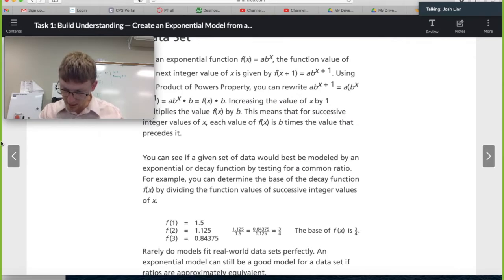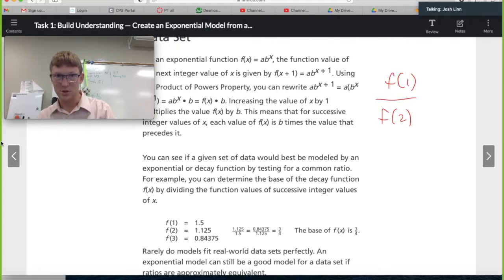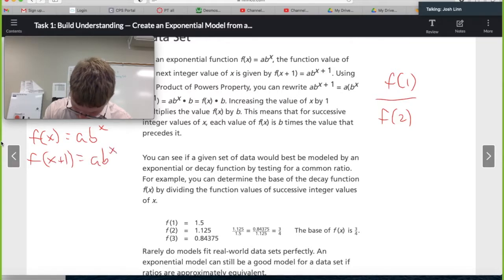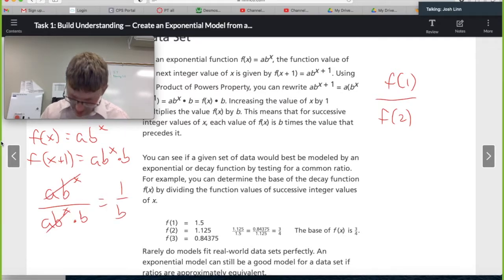So we can take f of 1 divided by f of 2 to give us that extra b. So let's do some real quick algebra because it would be kind of fun. From back up here, if we have f of x equals a b to the power of x, f of x plus 1 equals a b to the power of x times b. So if we put them over each other, we have a b to the power of x over a b to the power of x times b. We have 1 over b left over.